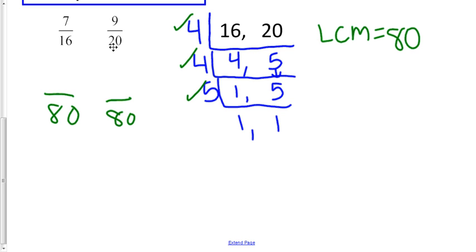So if I wanted to compare these two fractions here, I could rewrite them with a denominator of 80. 20 times 4 is 80, so I have to multiply 9 times 4 to get 36. And then 16 times 5 is 80, so I have to multiply 7 times 5 to get 35. And I can see that 35 eightieths is less than 36 eightieths, so that means 7/16 is less than 9/20.